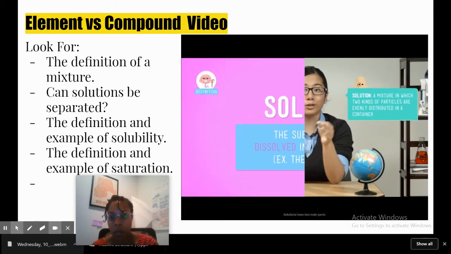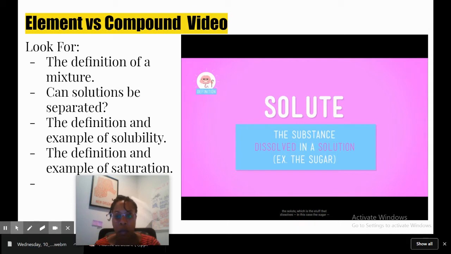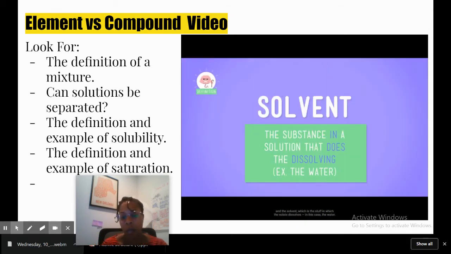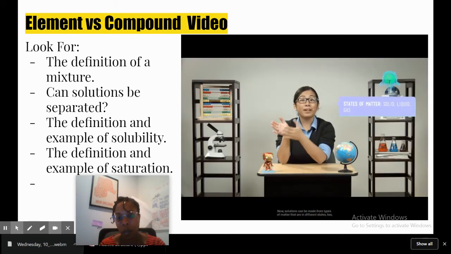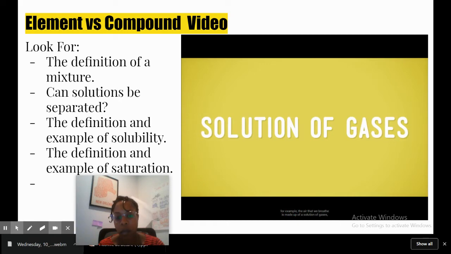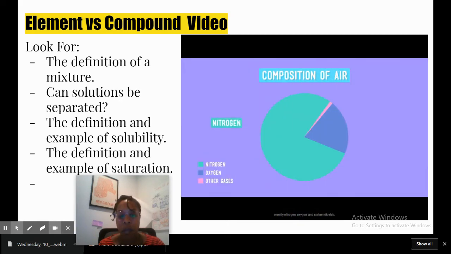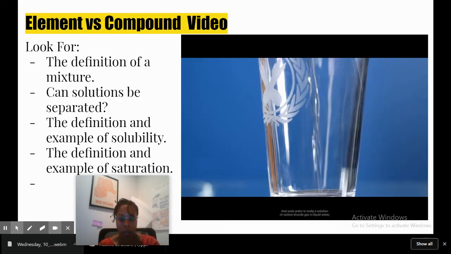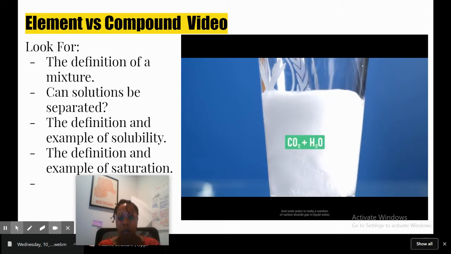Solutions have two main parts: the solute, which is the stuff that dissolves, in this case the sugar, and the solvent, which is the stuff in which the solute dissolves, in this case the water. Now, solutions can be made from types of matter that are in different states too. For example, the air that we breathe is made up of a solution of gases, mostly nitrogen, oxygen, and carbon dioxide. And soda water is really a solution of carbon dioxide gas and liquid water.